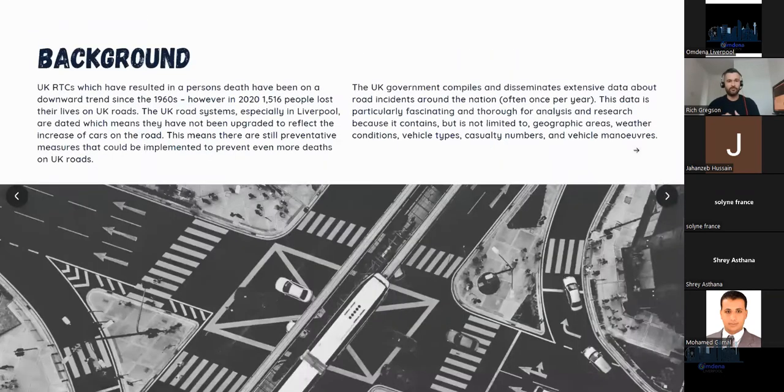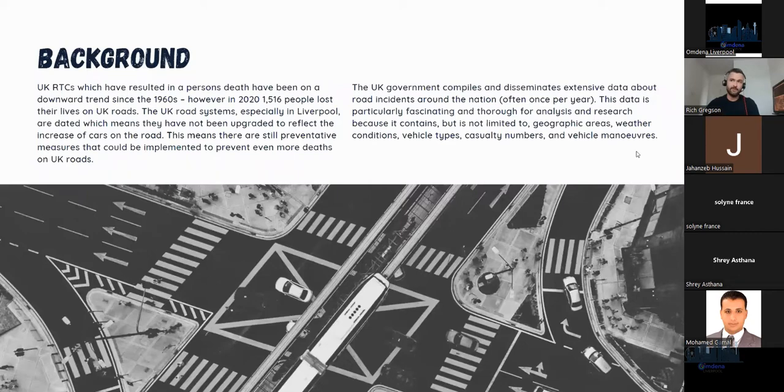Okay, the background to this. I'm not sure how many of you are from the UK, but I do believe we have one or two. Road traffic collisions in the UK have seen a significant decrease since the 1960s, and that is generally through more stringent driving examinations, and the infrastructure has been improved. However, in 2020, there were still 1,500 people who lost their lives on British roads.